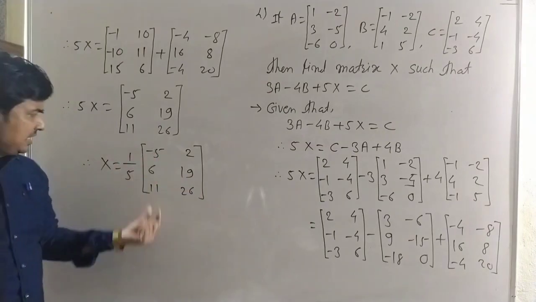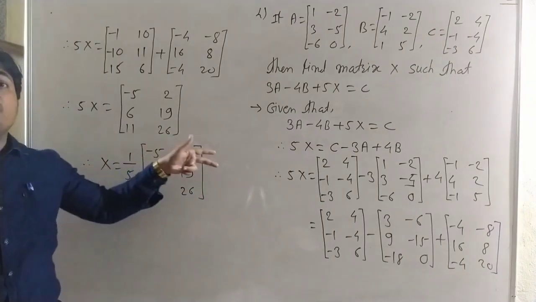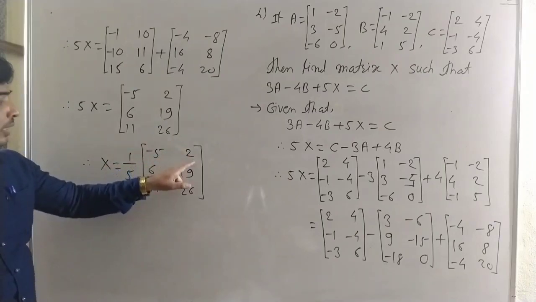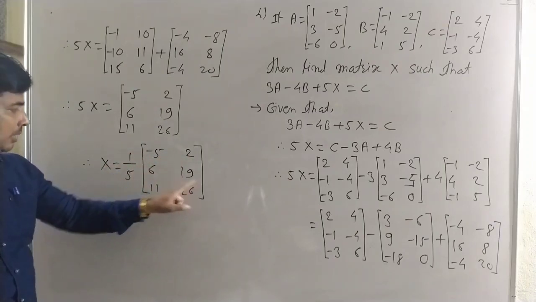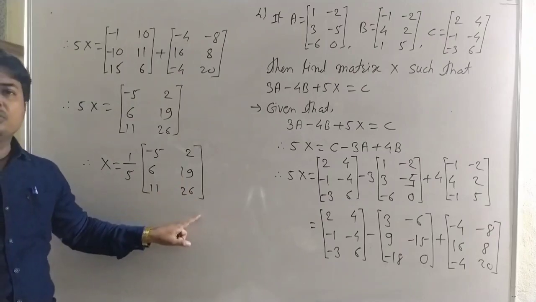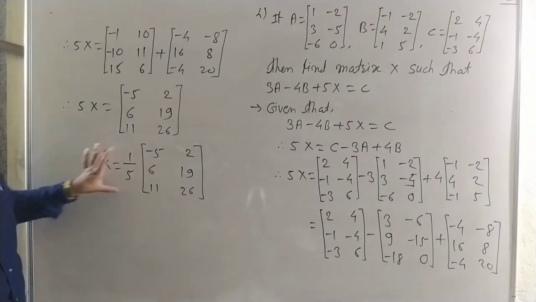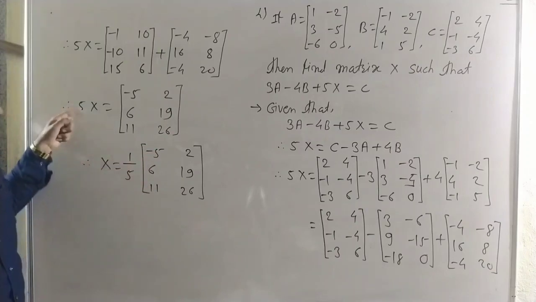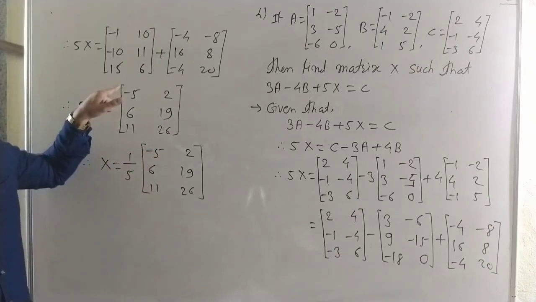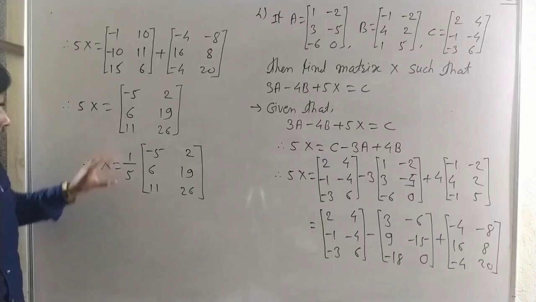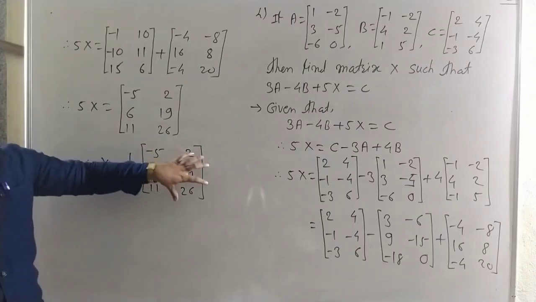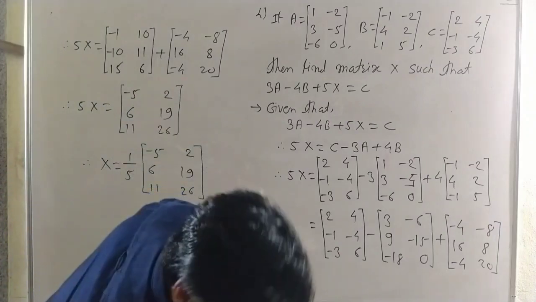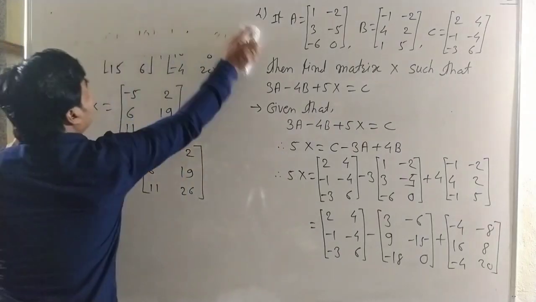Okay, write as it is, or we multiply by 1 by 5. When we multiply by 1 by 5, here it is minus 1, here it is 2 by 5, 6 by 5, 19 by 5, 11 by 5 and 26 by 5. Okay, here it is sufficient, 1 by 5, it is a scalar, here it is a 5, we can write on the another side, it is 1 by 5 into this matrix. Okay, check all the calculations. Now we see the next example.